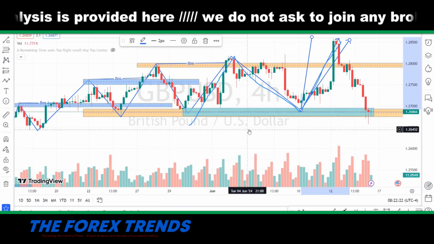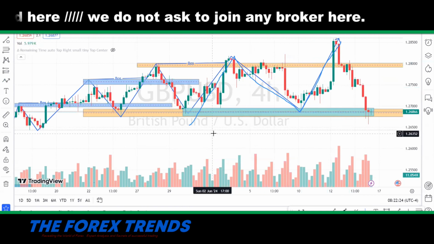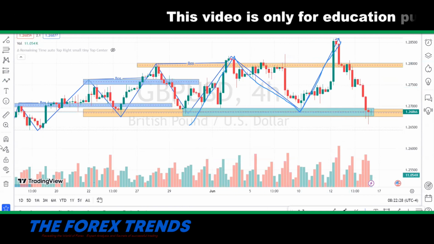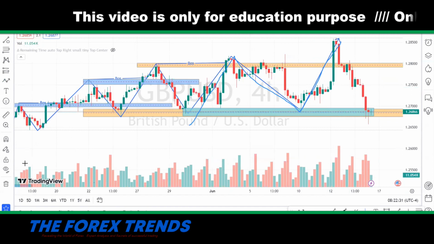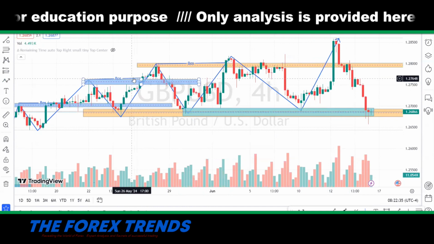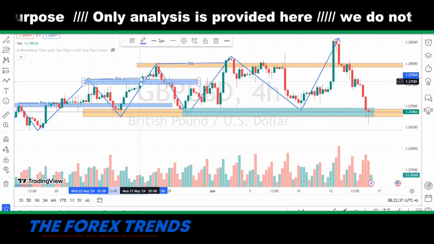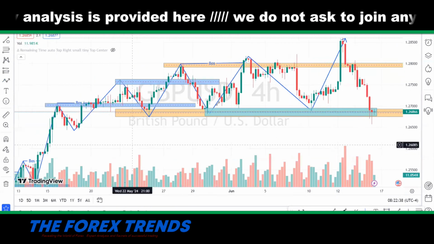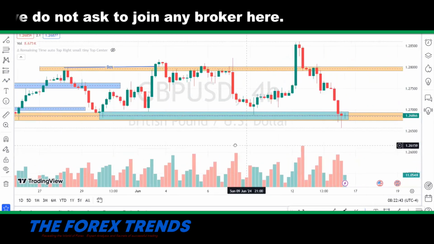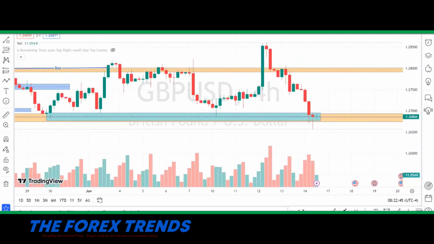Okay, it is a very simple thing. There is no rocket science. So let's delete all the drawings. This is the impulse-correction-impulse movement and how nicely it works.